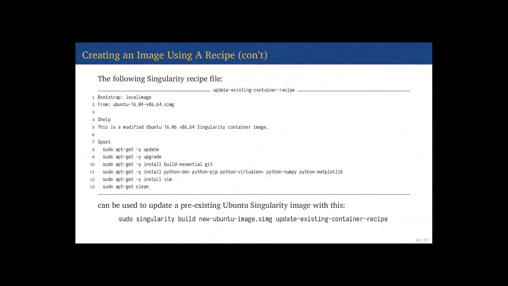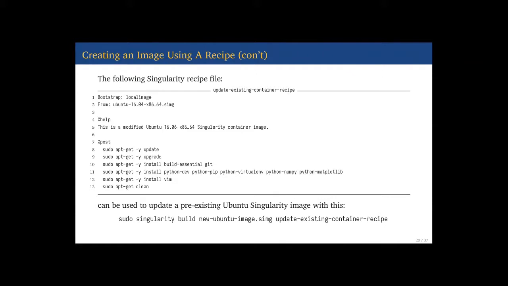You can also build a recipe that's a little more elaborate. If you use Bootstrap's local image, you can specify an existing Singularity image file or directory. You can also specify a tarball. What this will do is take that existing image, whatever it is, the Singularity image file or directory or the tarball, and it will apply the rules in the recipe file.